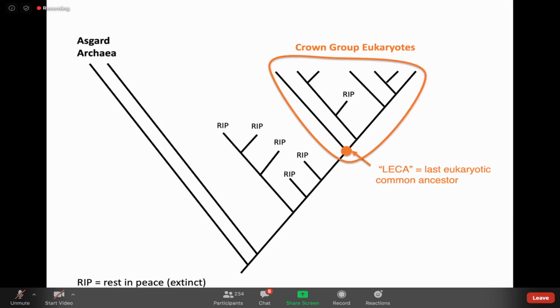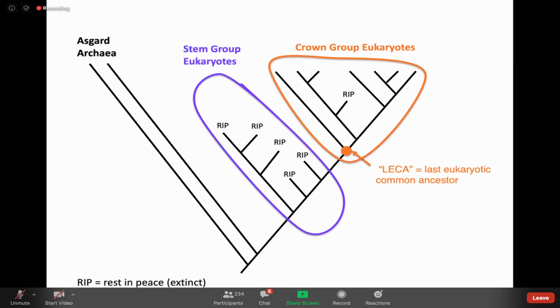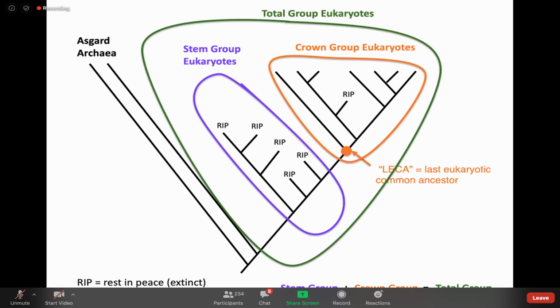There are these extinct forms, the stem group eukaryotes, that branched off before LECA emerged, but after the split of the crown group with its closest living relatives. The stem group and crown group together are called total group eukaryotes. And then I am also going to use this term FECA, I don't know how to pronounce it, for the first eukaryotic common ancestor, and that's the first creature after the split with the closest living relatives.